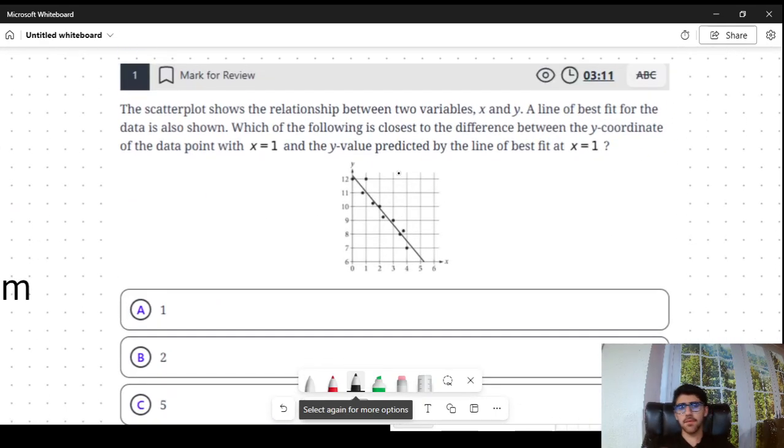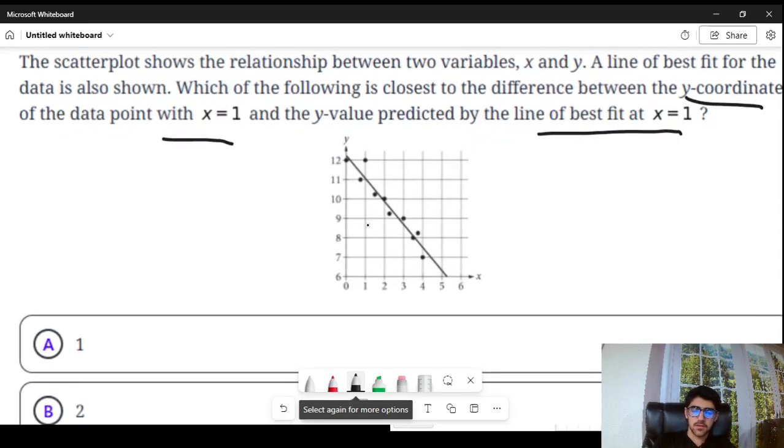So this one tells us that the scatter plot shows the relationship between two variables, x and y. A line of best fit for the data is also shown. So this is the line of best fit. Which of the following is the closest to the difference between the y-coordinate of the data point with x equals 1 and the y value predicted by the line of best fit at x equals 1? So in the beginning, I told you guys to make sure whether the question is asking for the line of best fit value or the y-coordinate of the data point. But for this question, it asks you to find both and then find the difference between them.